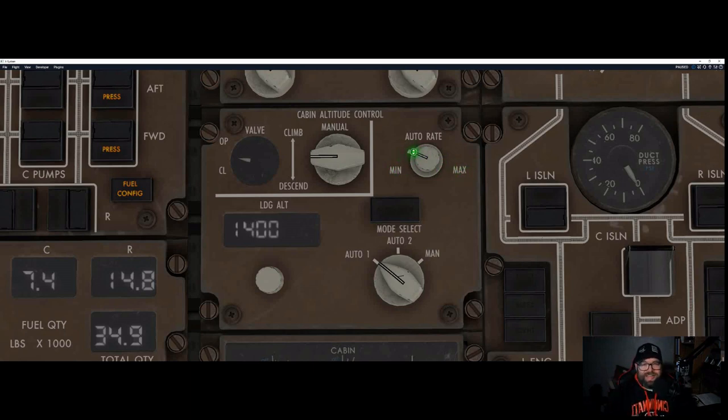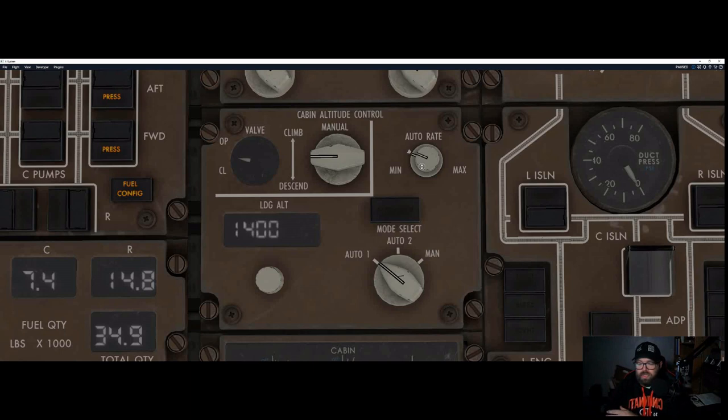Then we have this little index marker, or caret, or indice, or whatever you want to call it, is where this is normally set. And being that it's a simulator, it doesn't quite go right on it. It kind of goes on one side or the other. But this is going to limit my climb and descents to 500 feet per minute in a climb, 300 feet per minute in a descent. So that will be the normal rate of my pressurization.